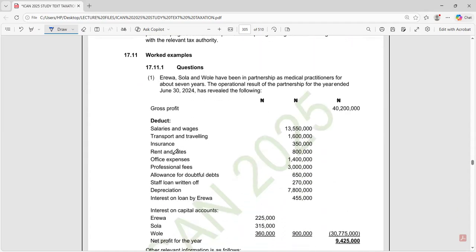The only thing that is left for us to do is just to take questions. How to tax a partner. You have to tax a partnership. Just take questions on that.